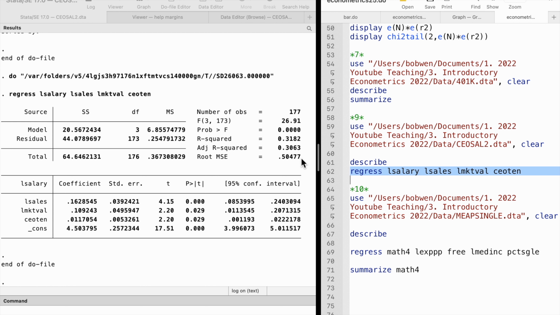In example 6.7 in the textbook, we regress the log of salary on the log of sales, the log of market value, and CEO tenure. The root mean squared error, sigma hat, is 0.505, which is way lower than 3.92.